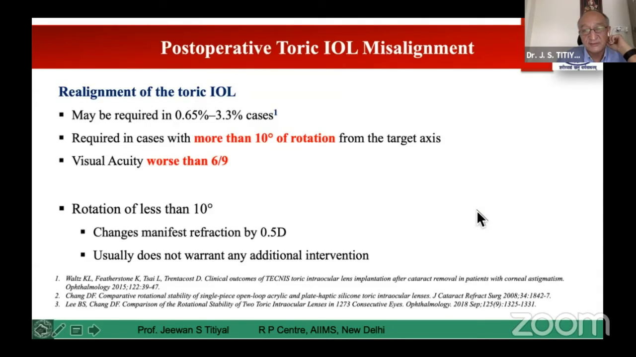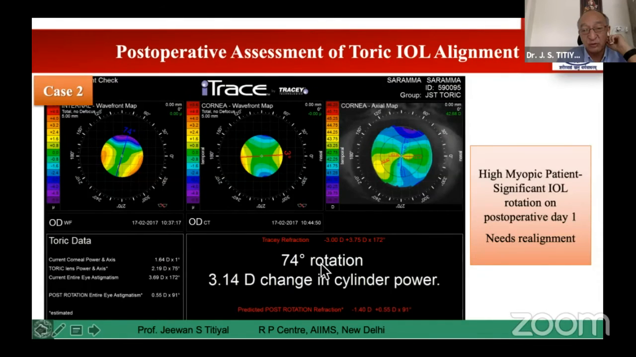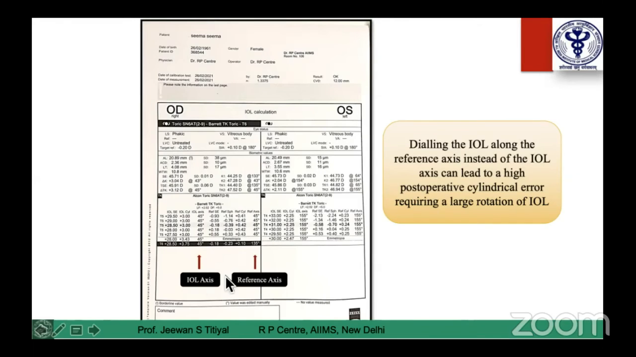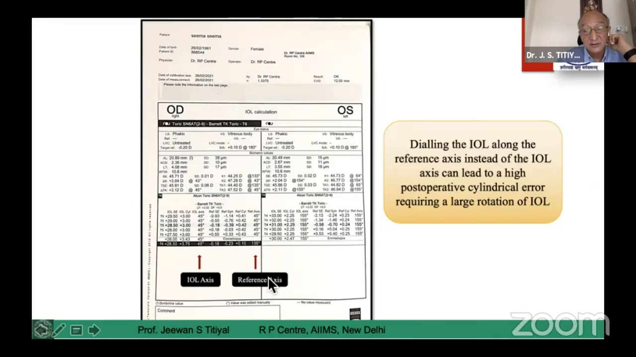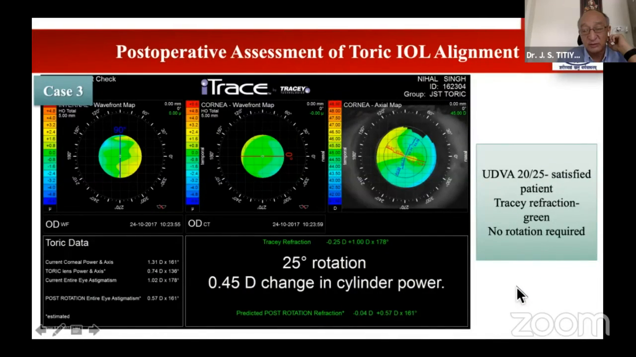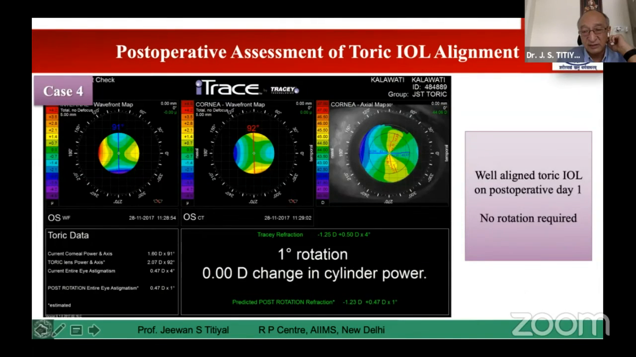Just a few more slides. This is another case that requires a 74-degree rotation, which will give 3 diopters of correction. This was a myopic patient. Sometimes in IOL Master you have 2 parameters: one is the IOL axis, the second is the refractive axis, the reference axis. So if by mistake you put in the reference axis, your power will be totally different, because the reference axis is different and the axis of the IOL is different in some cases. So that is what has to be checked. This patient had a 25-degree rotation required, but the patient's vision was quite okay and the patient was satisfied. So this indicates that not every patient needs to be rotated. It depends on the patient's post-op visual acuity and satisfaction.